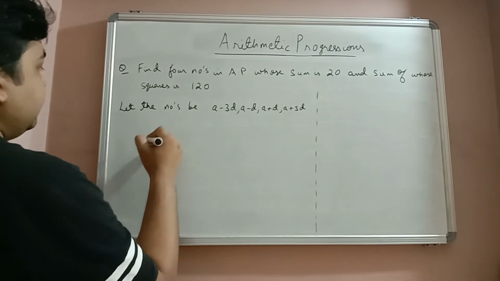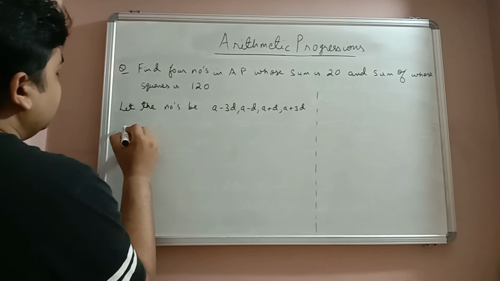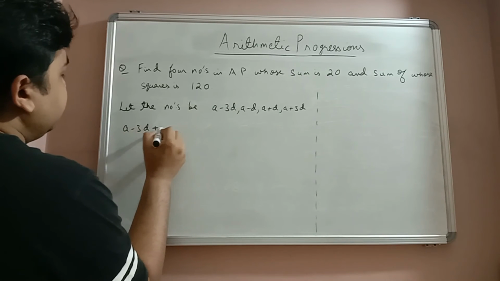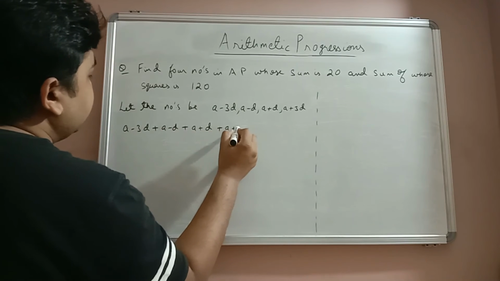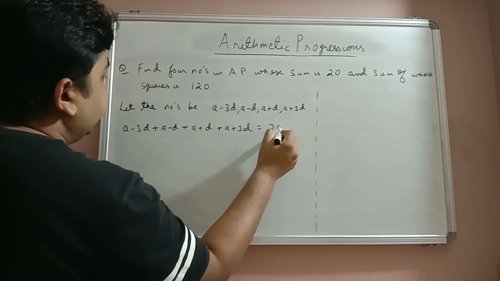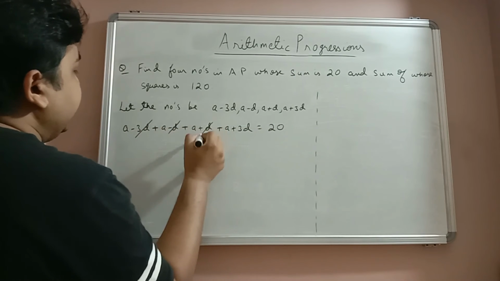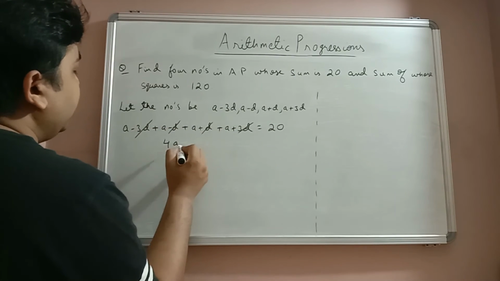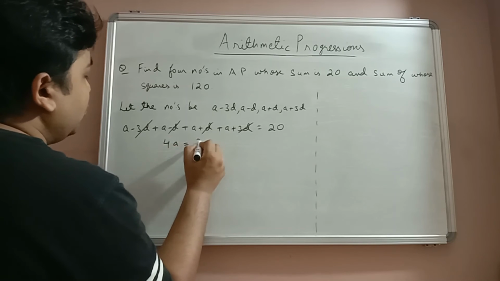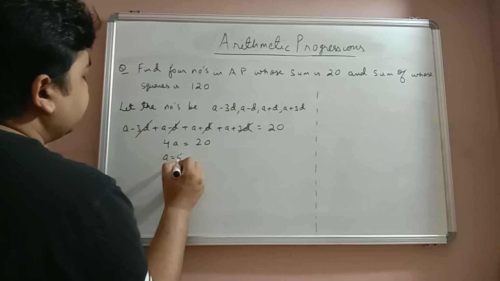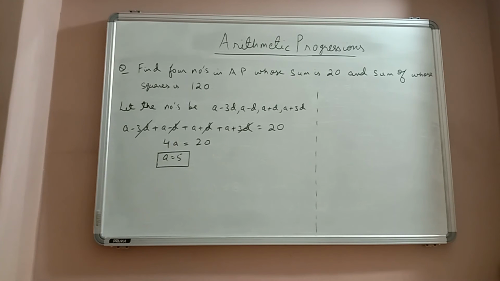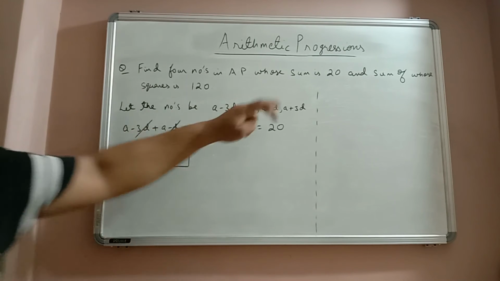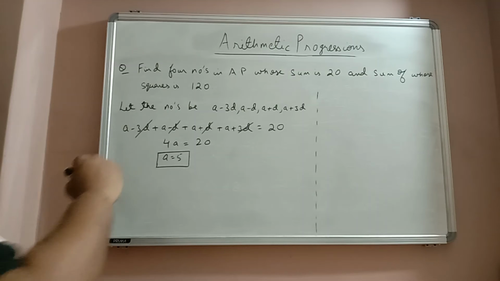Alright, so let's take up the sum of these four numbers. The sum will become a minus 3d plus a minus d plus a plus d plus a plus 3d equals 20. d will get eliminated, so we'll be left with 4a equals 20, or a is equal to 5. Now once you have got the value of a, we will form the second equation, that is sum of whose squares is 120.